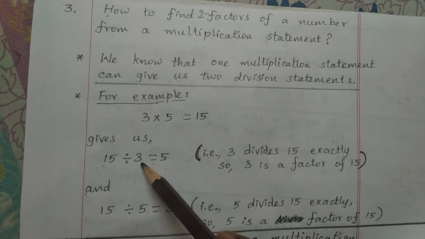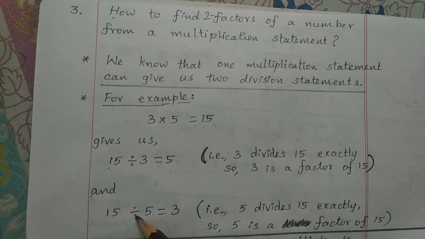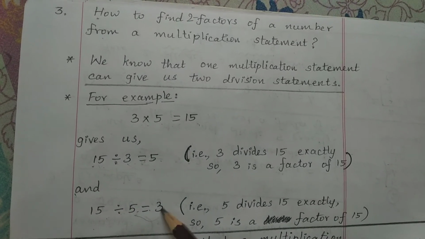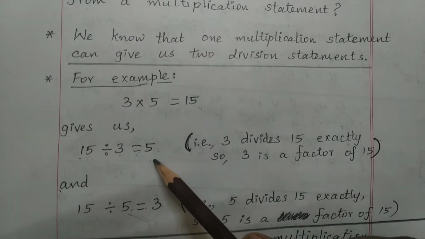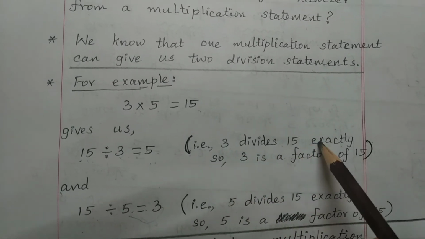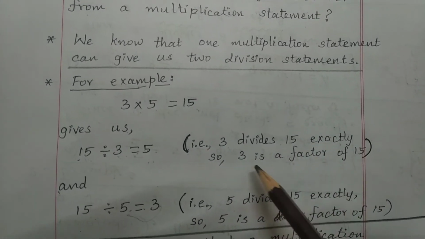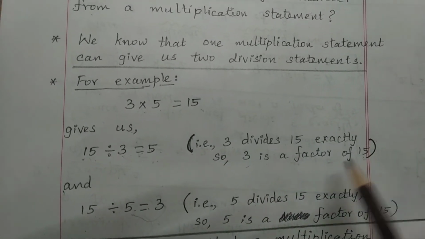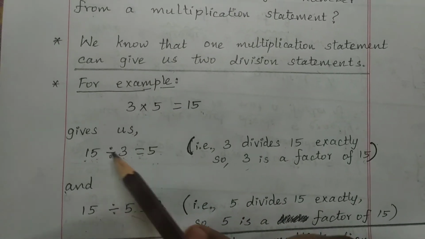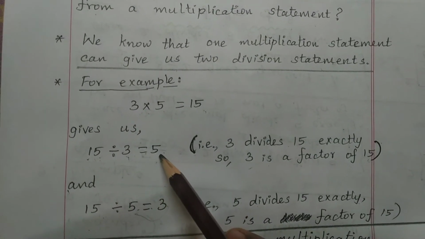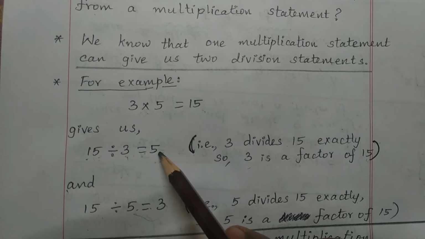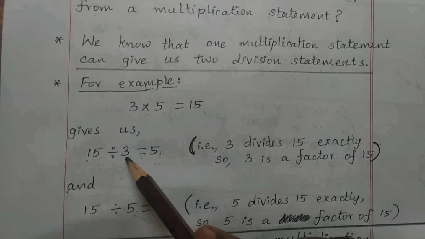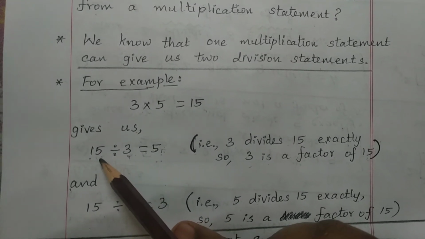Here 15 divided by 3 is equal to 5, and 15 divided by 5 is 3, because 3 fives are 15 and 5 threes are 15. In the first case, 3 divides 15 exactly, so 3 is a factor of 15. Here 15 is the dividend, 3 is the divisor, and the quotient is 5. We don't get any remainder, or we get remainder 0. So the divisor 3 is called a factor of 15.